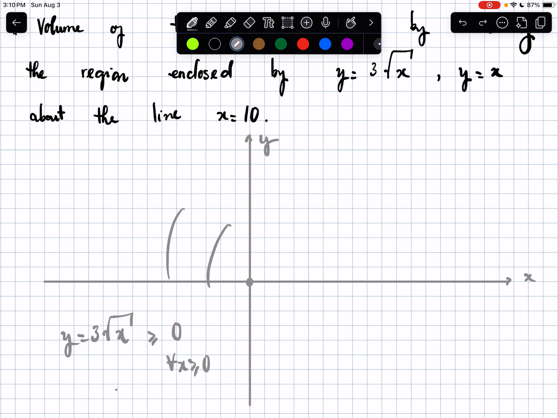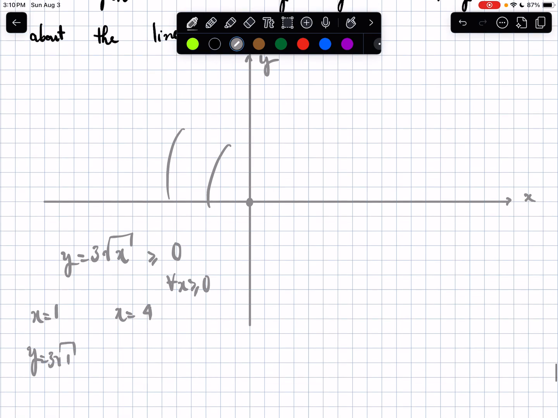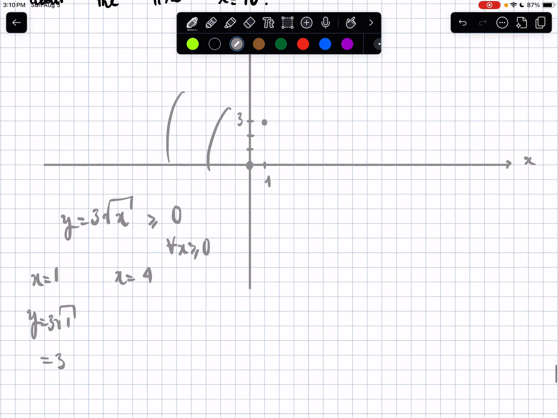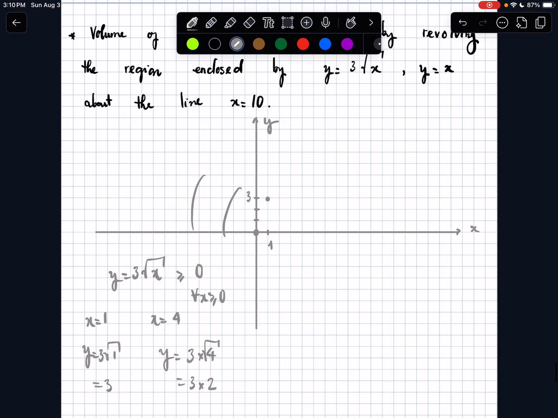Put x equal to 1 and x equal to 4. For x equal to 1, we have y equal 3 times square root of 1, equal to 3. So another point here. We also have x equal to 4, so y is 3 times square root of 4, so 3 times 2, which is 6. We have this point.